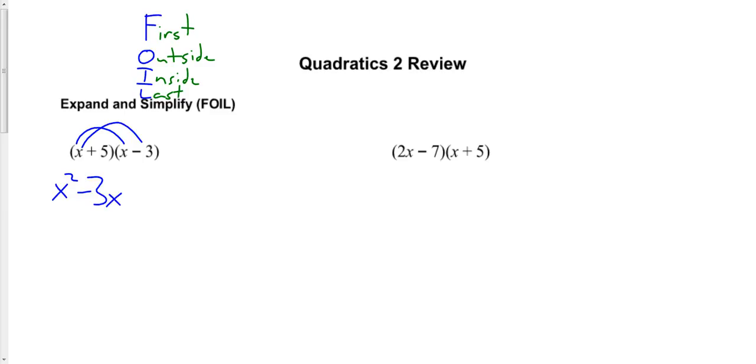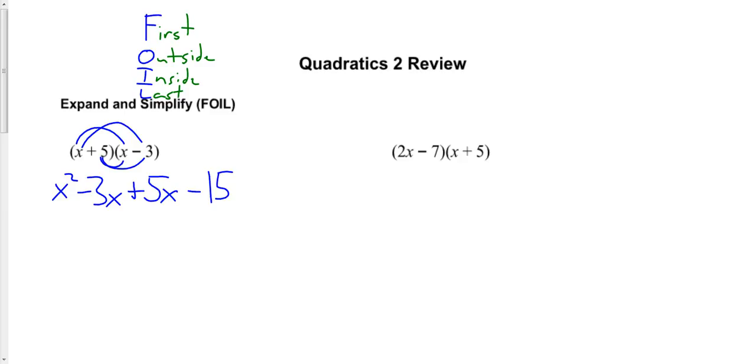Then I'm going to multiply my insides. So positive 5 and x. So that's going to give me positive 5x. And finally, I'm going to multiply my lasts, or positive 5 times negative 3. And that's going to give me negative 15.